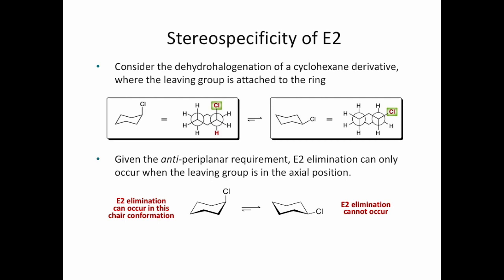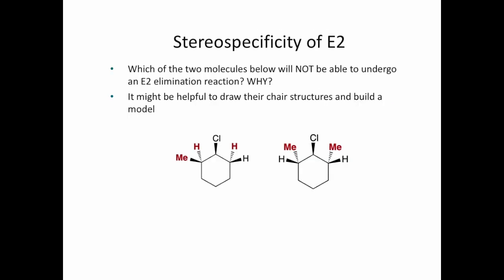Further complication arises when we have cyclohexane derivatives. So in this case, we have to use the chair conformation to analyze the reactions. And for an antiperiplanar requirement, E2 elimination means the leaving group and the beta hydrogen must both be in the axial position. So which of the two molecules below will not be able to undergo an E2 elimination, and why?